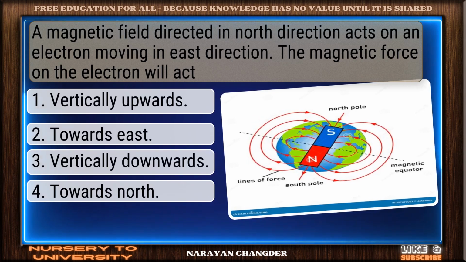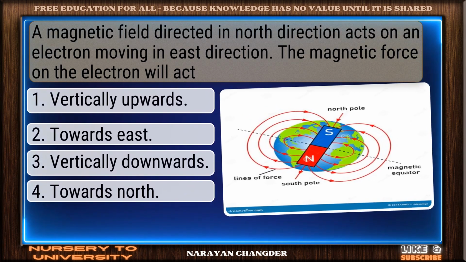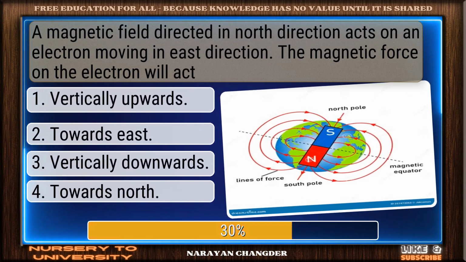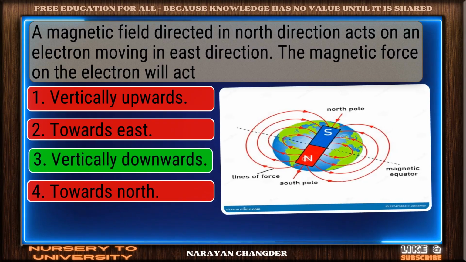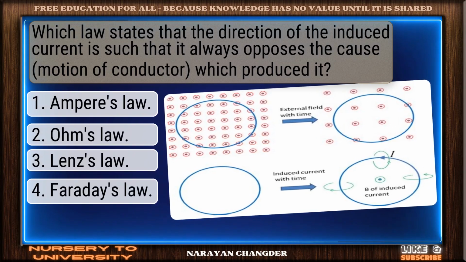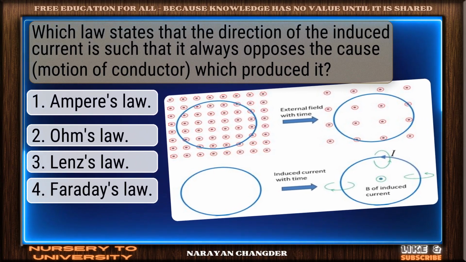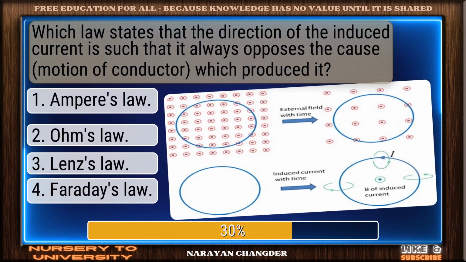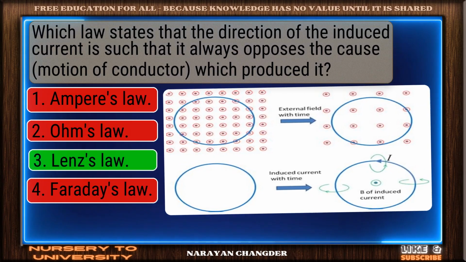A magnetic field directed in north direction acts on an electron moving in east direction. The magnetic force on the electron will act. Correct response. Vertically downwards is accurate. Which law states that the direction of the induced current is such that it always opposes the cause which produced it? On track. Lenz's law is correct.